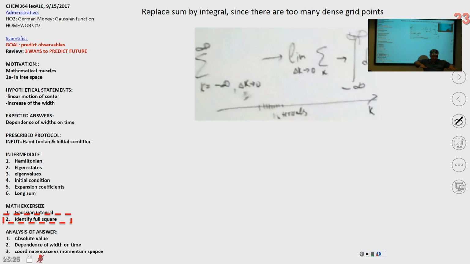A summation of an infinite number of terms with grid points spaced infinitely close. What does it look like? An integral. Yes, it is probably true. So we take the expression from the previous slide, our prescription for predicting the future, and just replace the summation by an integral and add the infinitesimal increment of momentum. Good?